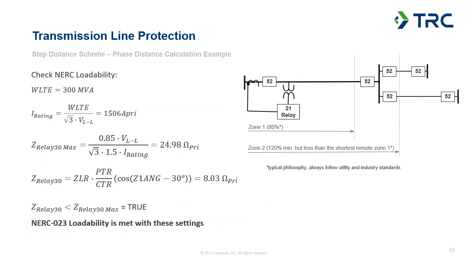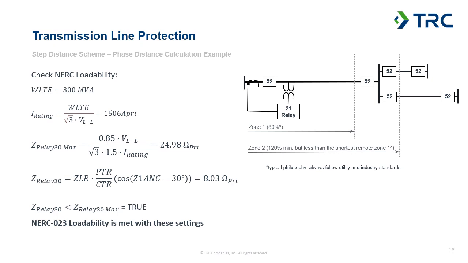All right, so next we will take a look at our NERC loadability. So this will be checking that NERC PRC-023 loadability requirement. In this case, we're looking at criteria 1, which uses the 4-hour rating, winter rating in this case, for our worst case rating. And we need to make sure that our relay is not going to operate for currents below 150% of that rating at 0.85 per unit voltage magnitude.